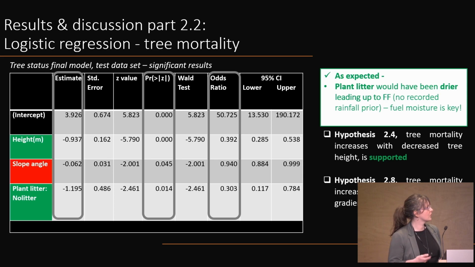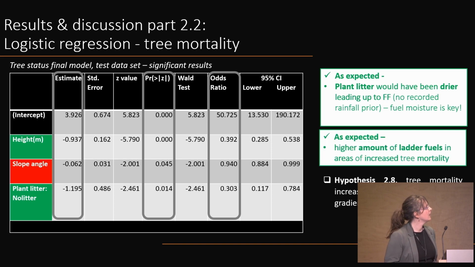For 2.4, tree mortality increases with decreased height. This was also supported. There was a higher amount of ladder fuels in areas where I'd observed trees that had been killed in the fire.